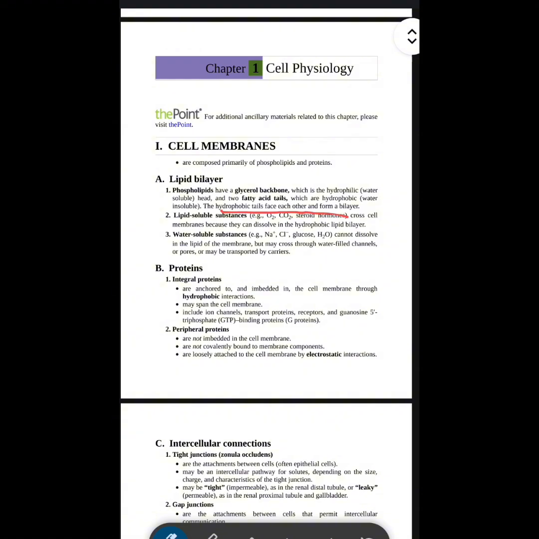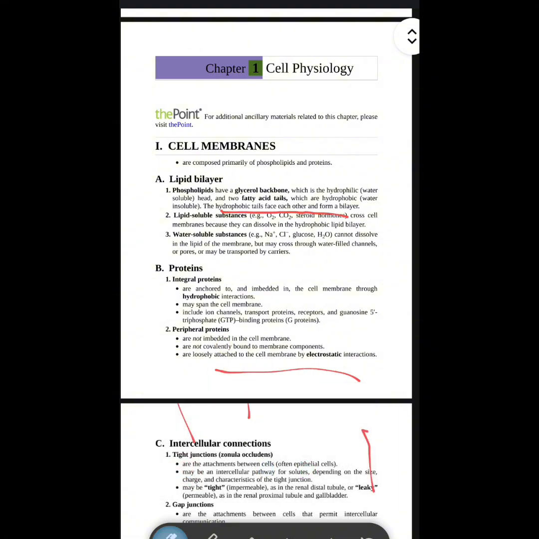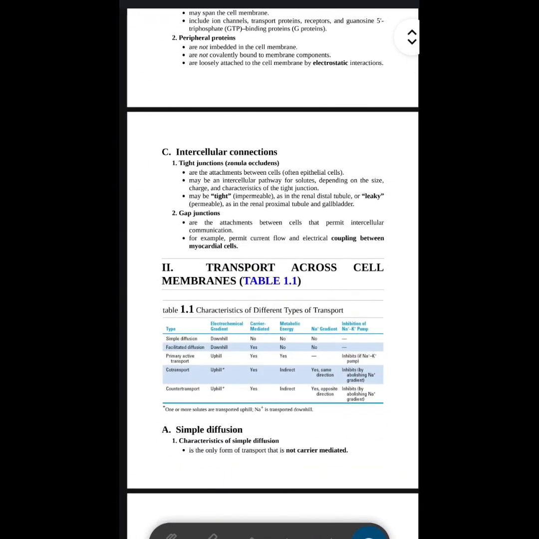Peripheral proteins are not embedded in the cell membrane and are not covalently bonded to the membrane. They are usually attached by electrostatic interaction only. Then we have intercellular connections.